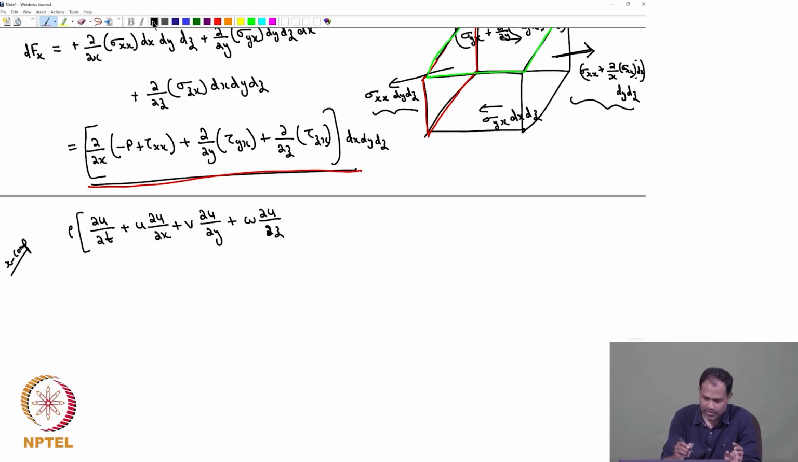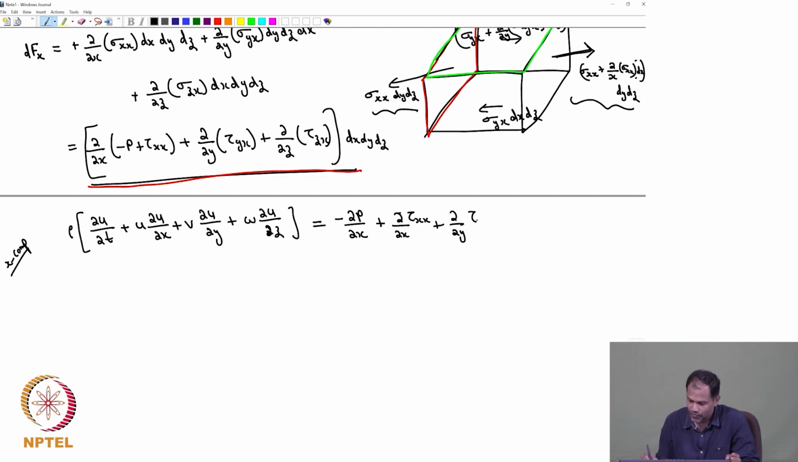So, that has to be equal to the shear stress, the surface forces that we have calculated, minus ∂p/∂x plus ∂/∂x of tau xx plus ∂/∂y of tau yx plus ∂/∂z of tau zx plus rho gx, which is the body force. Okay. So, that is a full expression for the momentum conservation in x direction.